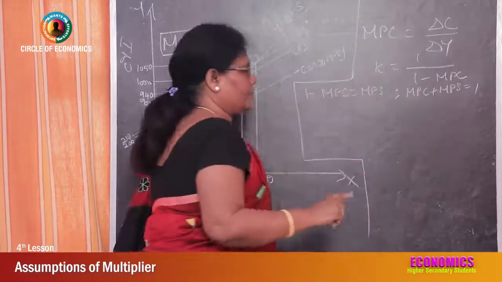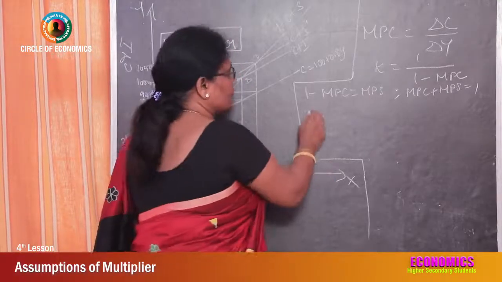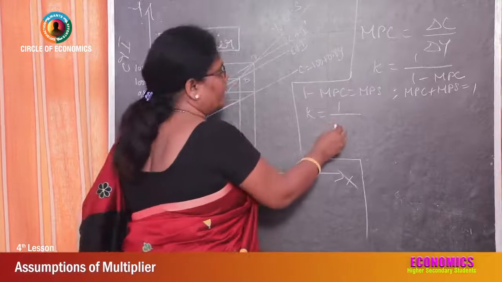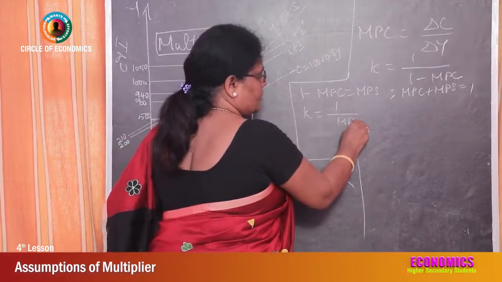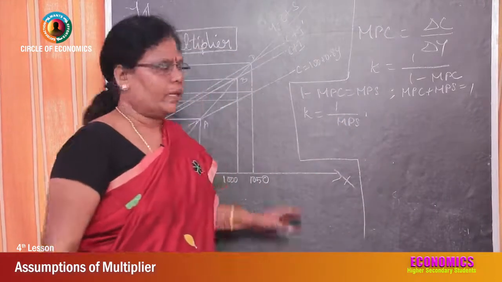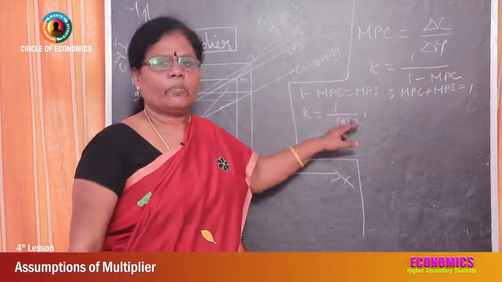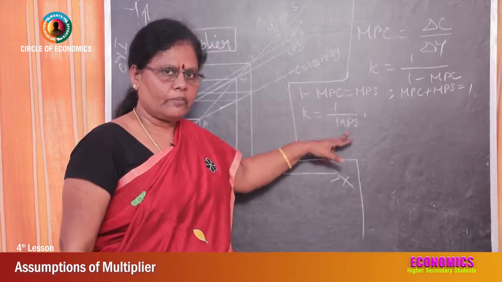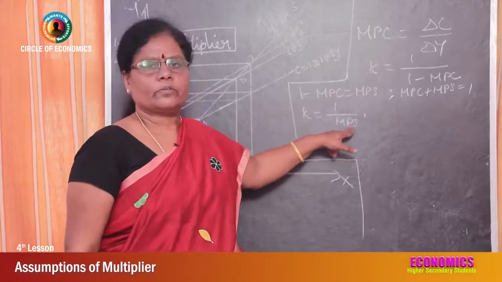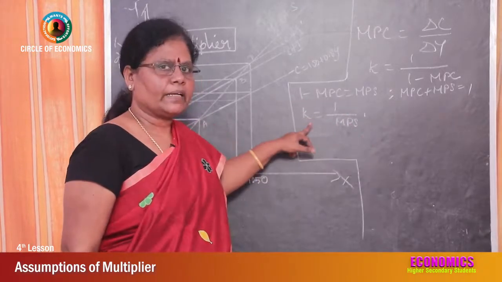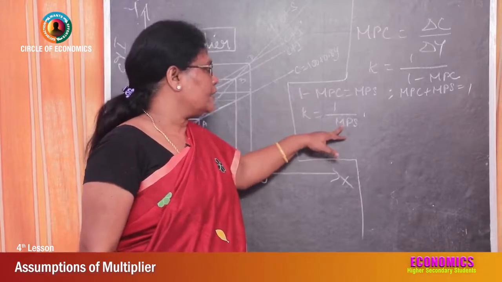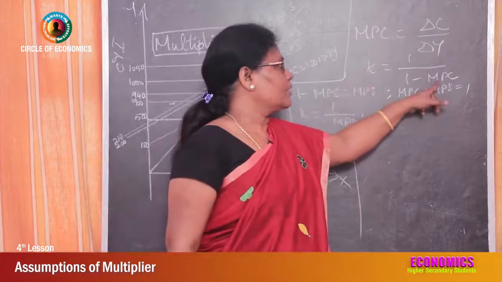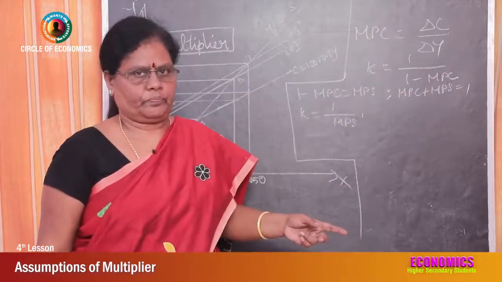We have seen already. Okay. Therefore, what is multiplier? Multiplier is equal to 1 by MPS. So, we can say multiplier is the reciprocal of marginal propensity to save. So, multiplier is inversely related with marginal propensity to save and directly related with marginal propensity to consume.